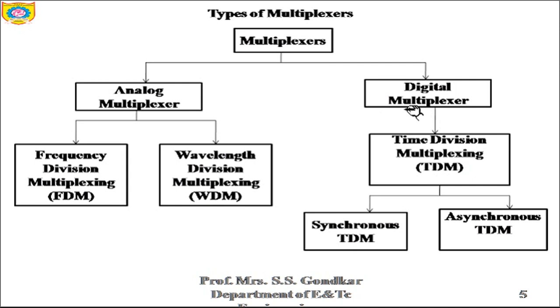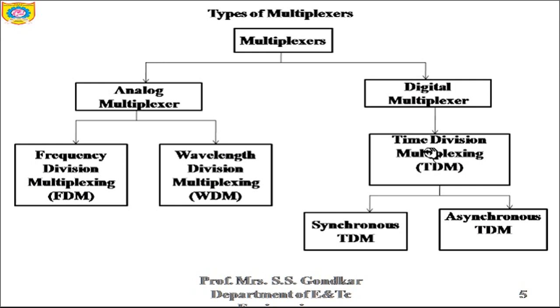So digital multiplexer means that your signals will be digital in nature. Digital represents discrete bits of information. This technique is used to transmit a signal over a single communication channel by allotting one slot for each message. And it is classified as TDM, that is time division multiplexing.